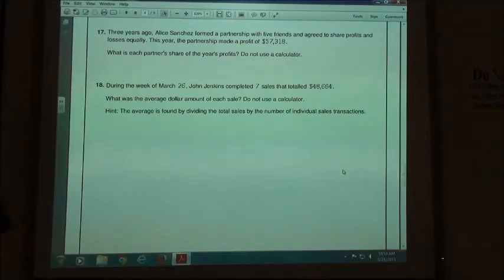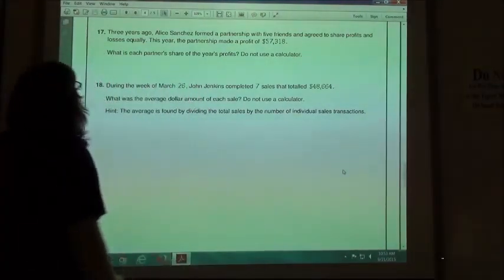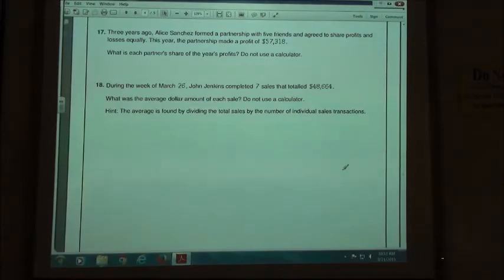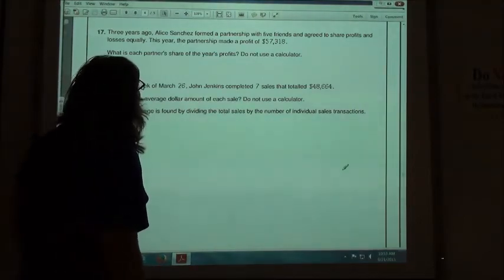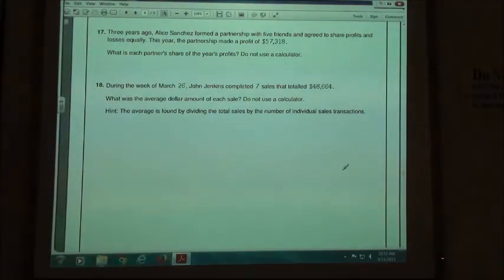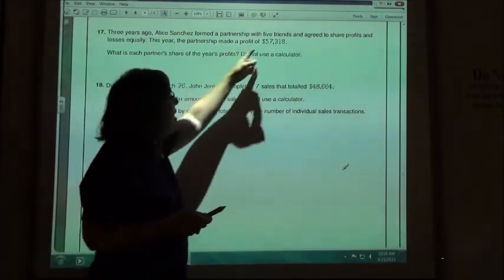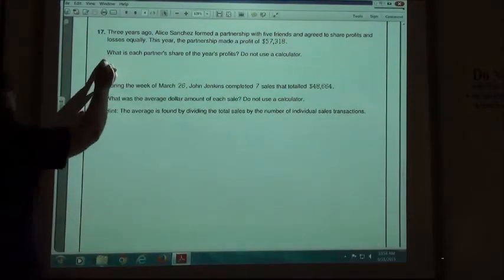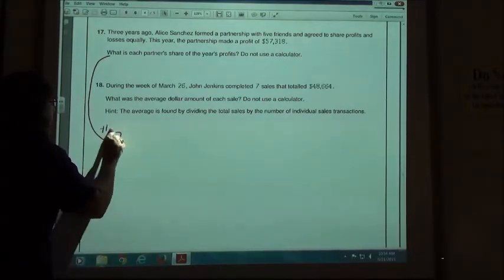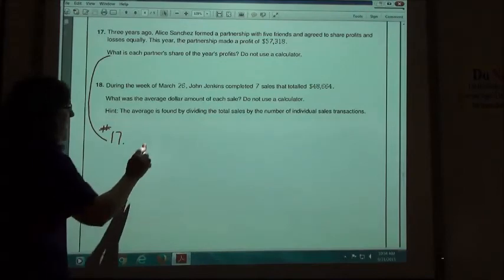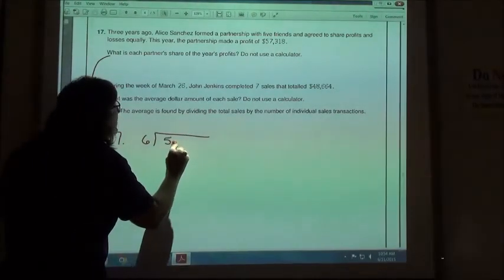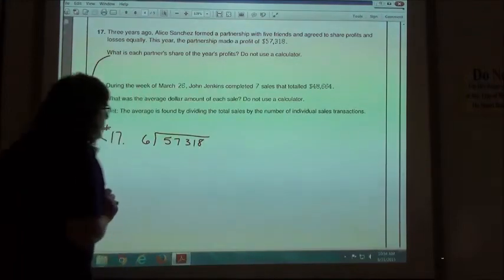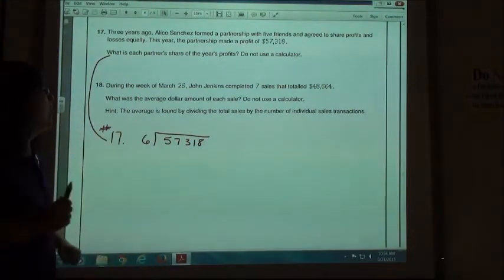All right, last two on here, 17 and 18. It says, 3 years ago, Alice Sanchez formed a partnership with 5 friends and agreed to share profits and losses equally. This year, the partnership made a profit of $57,318. What is each partner's share of the year's profit? So, we have Alice and we have 5 friends, so we would have a total of 6 people that need to share the profit. I'm going to go ahead and write number 17 down here so I have room to divide. And so I'm going to take 6 and divide it into 57,318.